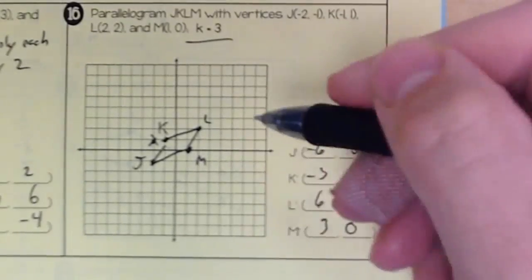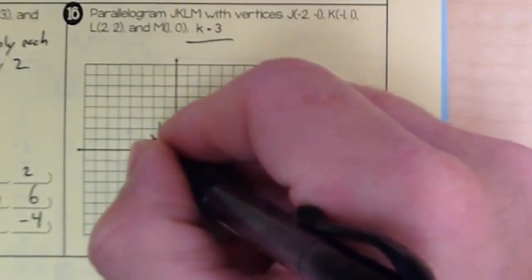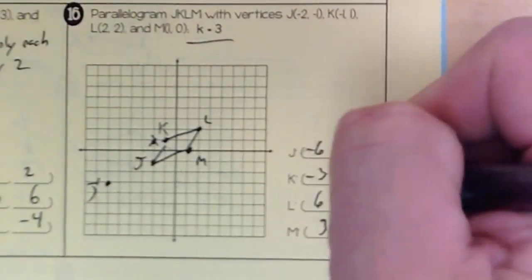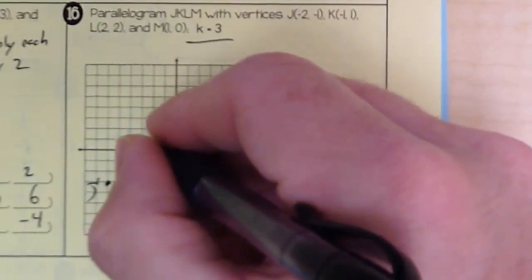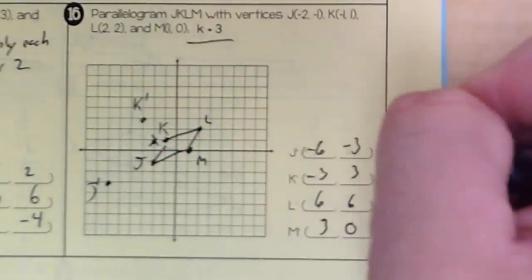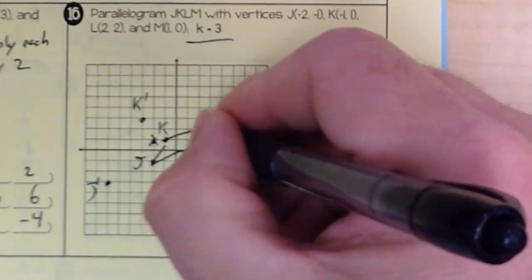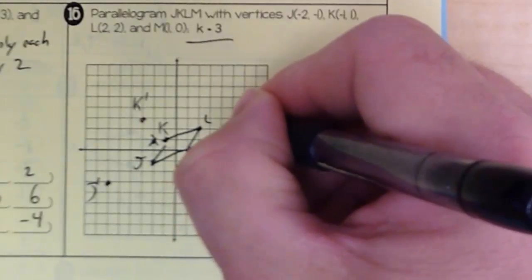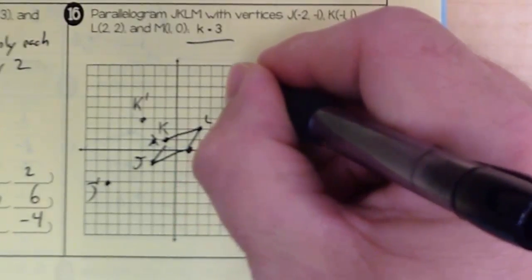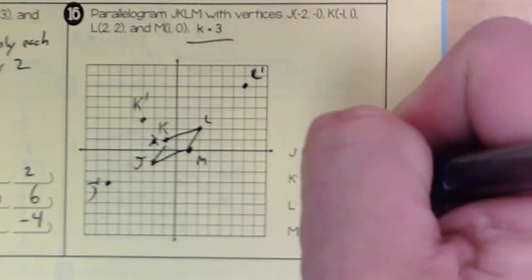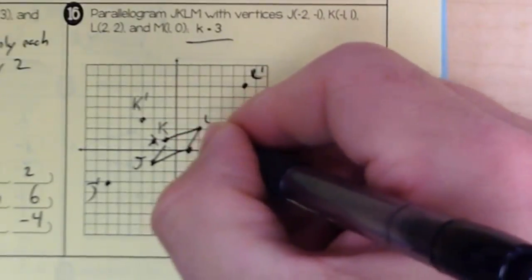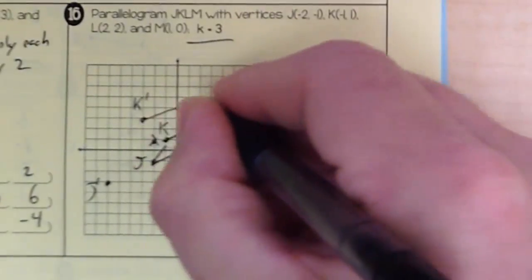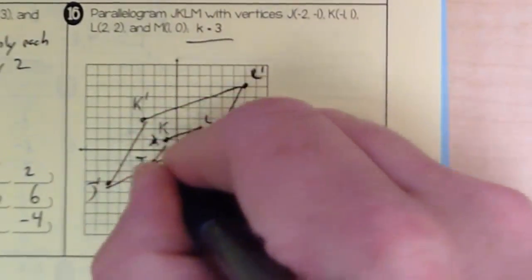So -6, -3 will be my first coordinate. K is at -3, 3. My new L will be at 6, 6. My new M will be at 3, 0. So here is my new figure.